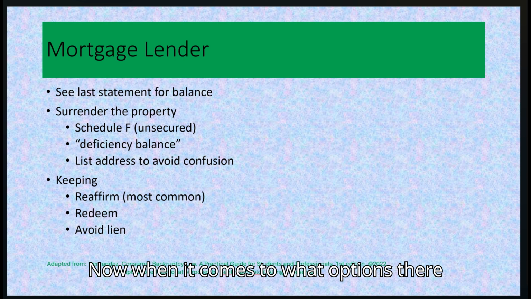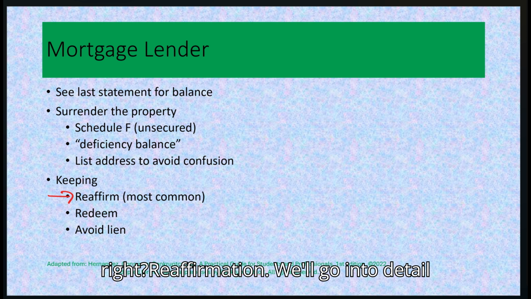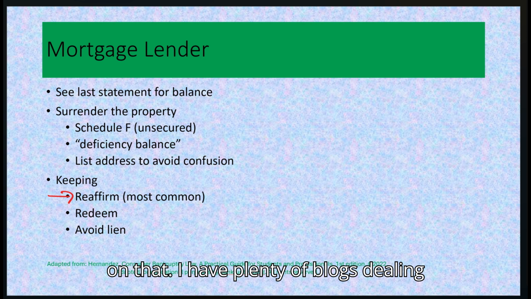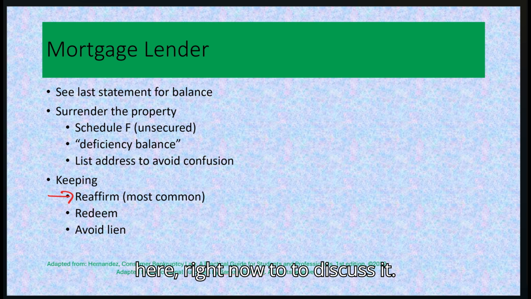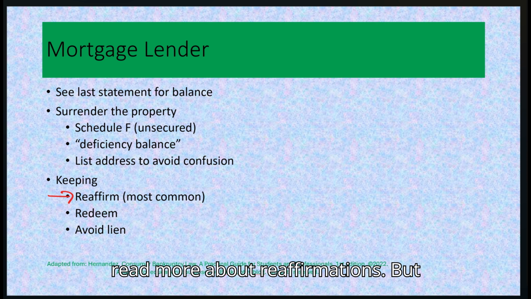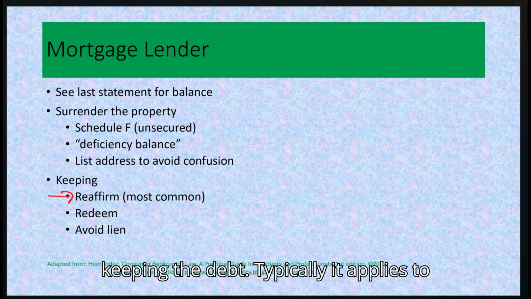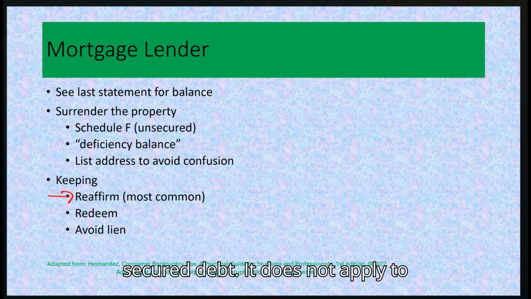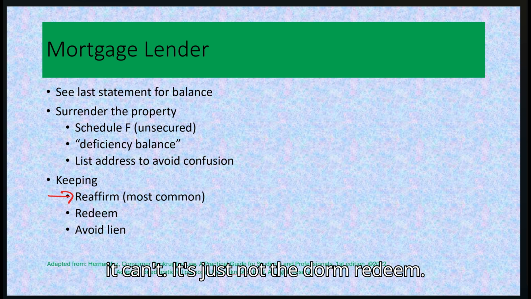Now, when it comes to what options are available for keeping assets like a mortgage, reaffirmation, right? Reaffirmation, we'll go into detail on that. I have plenty of blogs dealing with that, and in the blogs, I'll explain the process. I'll even make a note right here, right now to discuss it. I'll put links available so you can read more about reaffirmations. But basically, that means the debtor is keeping the debt. Typically, it applies to secured debt. It does not apply to unsecured debt. There's no rule that says it can't. It's just not the norm.